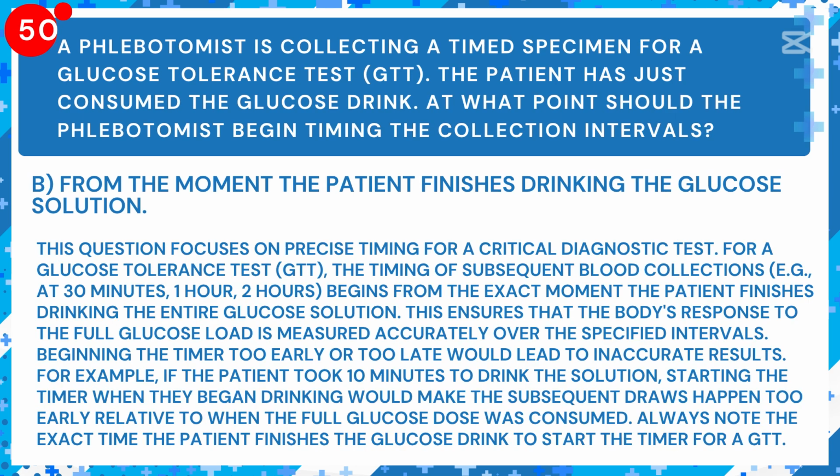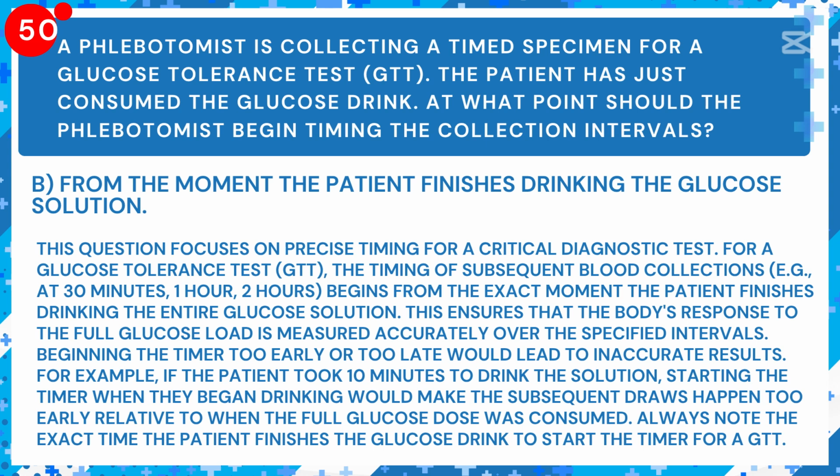Answer: B. From the moment the patient finishes drinking the glucose solution. Explanation: this question focuses on precise timing for a critical diagnostic test. For a glucose tolerance test, GTT, the timing of subsequent blood collections, e.g., at 30 minutes, 1 hour, 2 hours, begins from the exact moment the patient finishes drinking the entire glucose solution. This ensures that the body's response to the full glucose load is measured accurately over the specified intervals.